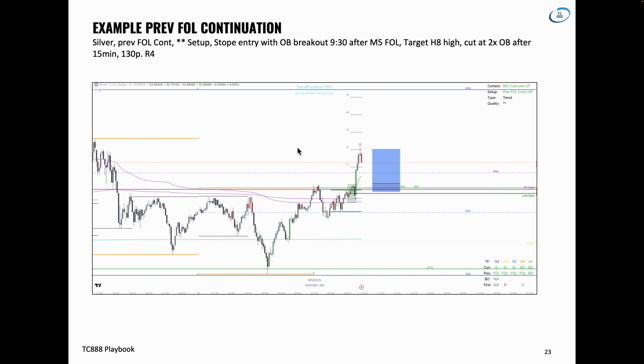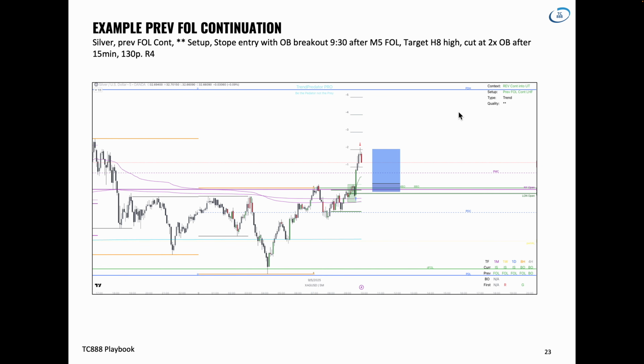That's all you need. And here you see exactly how Trend Predator flashed the setup: reversal continuation into uptrend, previous fake out low, continuation, low hanging fruit, trend trade, 2-star. So that's it. That's the examples.